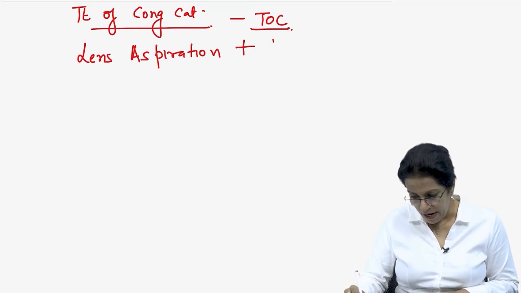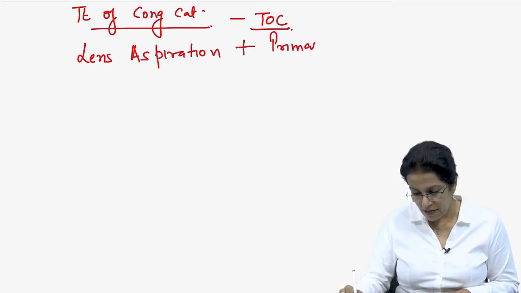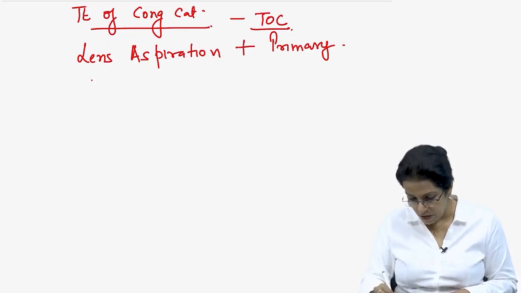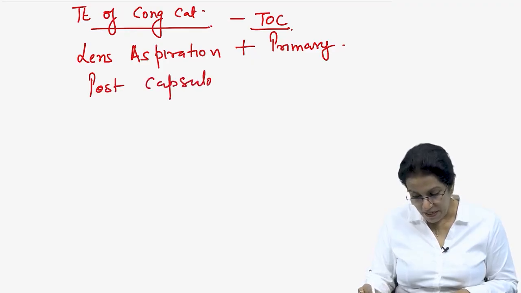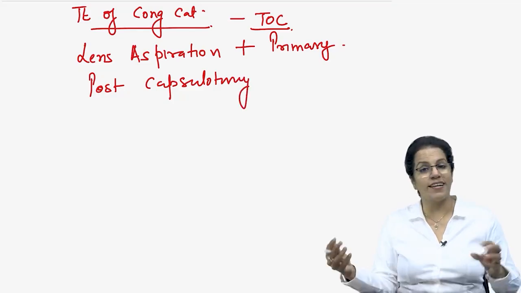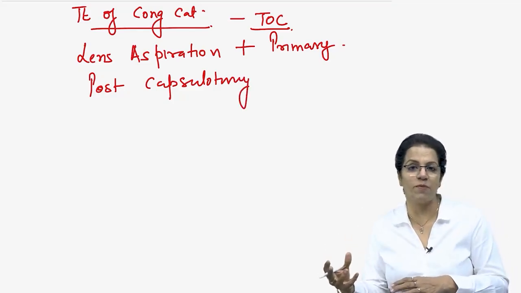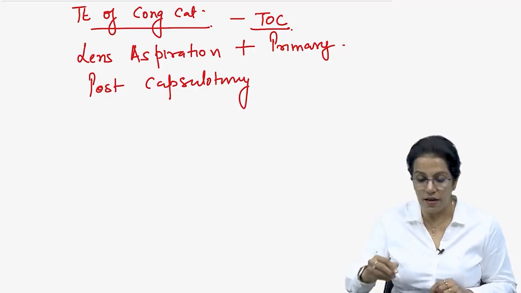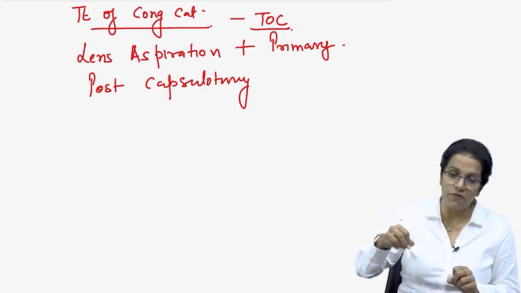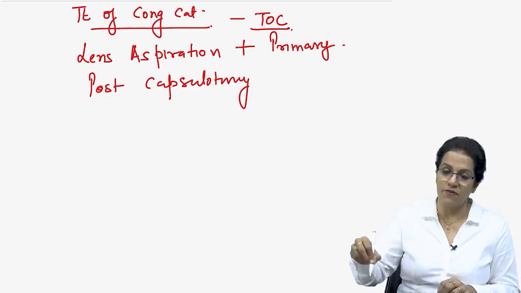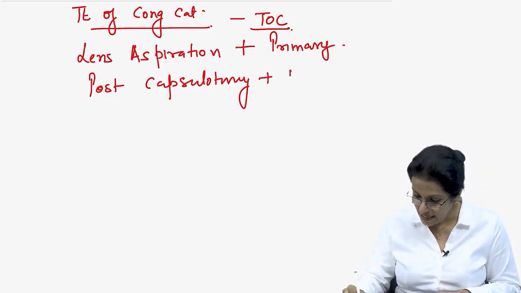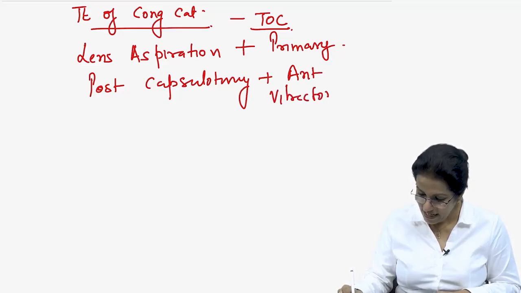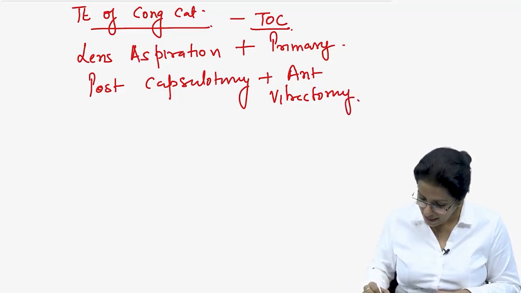Primary means during the same sitting when I am doing the cataract surgery, apart from the anterior capsulotomy, I go for posterior capsulotomy. And do you remember I taught you that in children there is a strong adhesion between the posterior capsule and the anterior hyaloid membrane. So, you have to cut that part and a little bit of the vitreous which is around to get rid of that area. So, we say anterior vitrectomy, right?